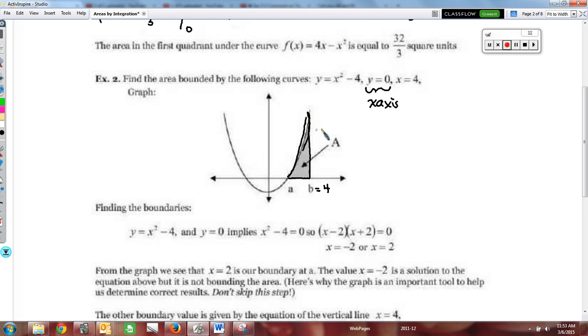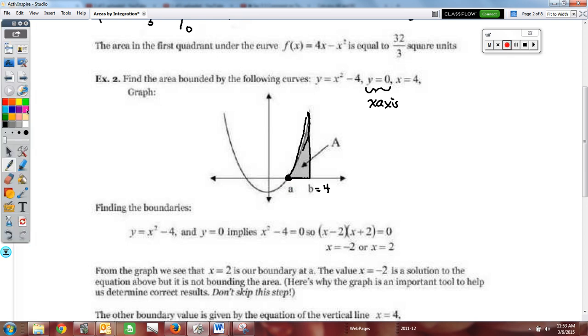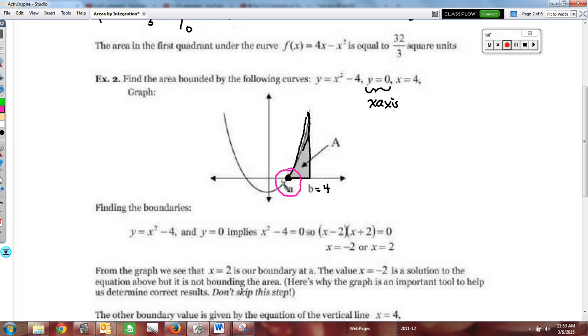Oops, sorry, I can't sketch very well here. So I'm looking for this little gray shaded region. But that's nothing more than the area between the function and the x-axis. Now, the point that I don't know right now is the a. So I have to do a little bit more work in order to calculate what the lower bound is going to be. So I find my x-intercept, or the intersection of the two curves, the parabola and the horizontal line on the x-axis.